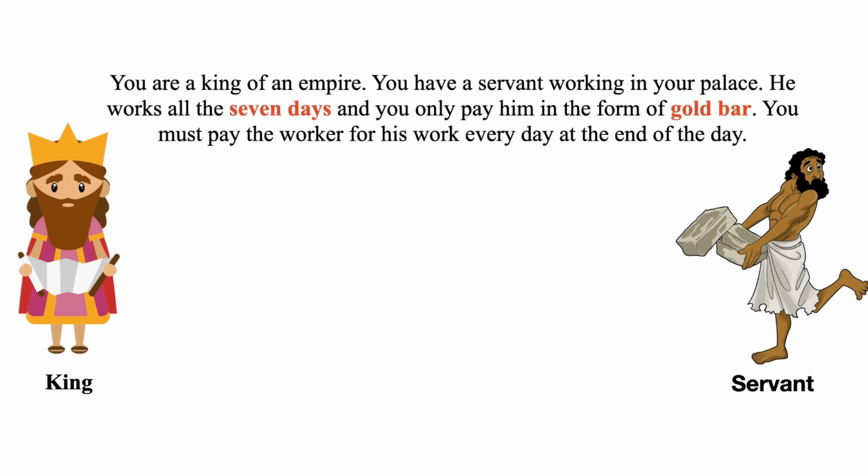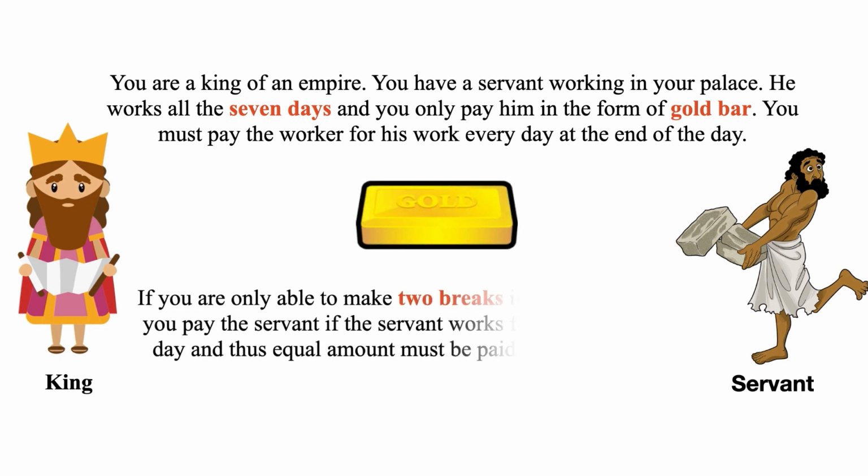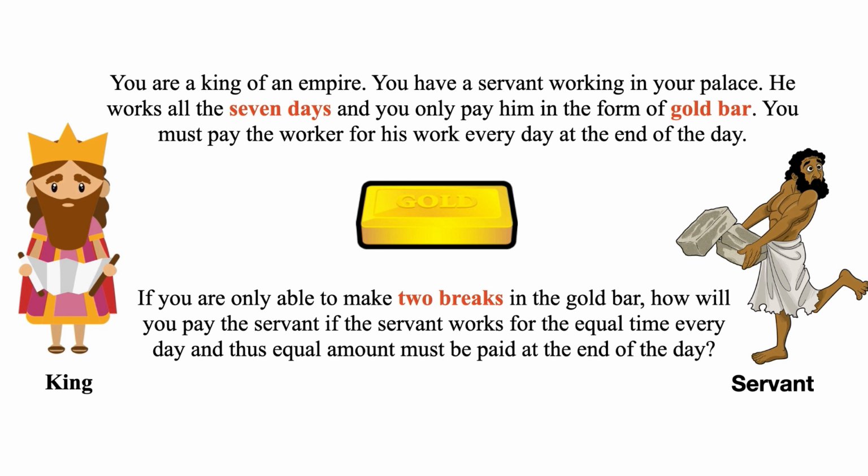You are a king of an empire. You have a servant working in your palace. He works all 7 days and you only pay him in the form of a gold bar. You must pay the worker for his work every day at the end of the day.